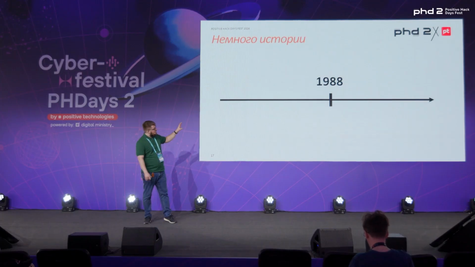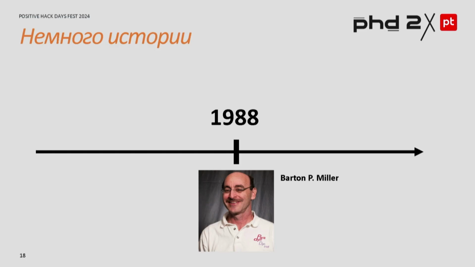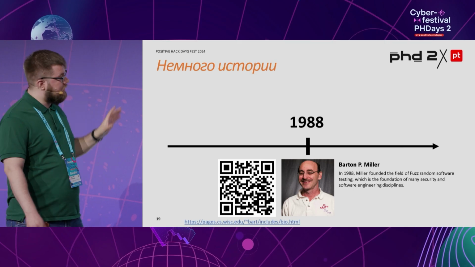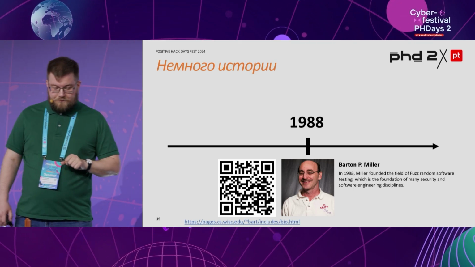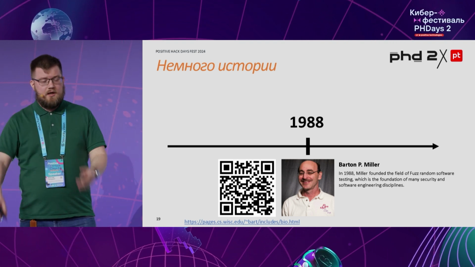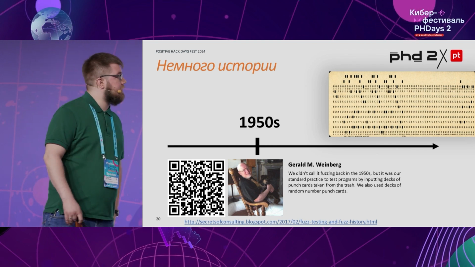1988 is considered to be the birth date of fuzzing. This gentleman is called Bart Miller. At his university page, you read that he founded the fuzzer testing industry, and his name is associated with this software testing technique using random data. But not everybody agrees with that.